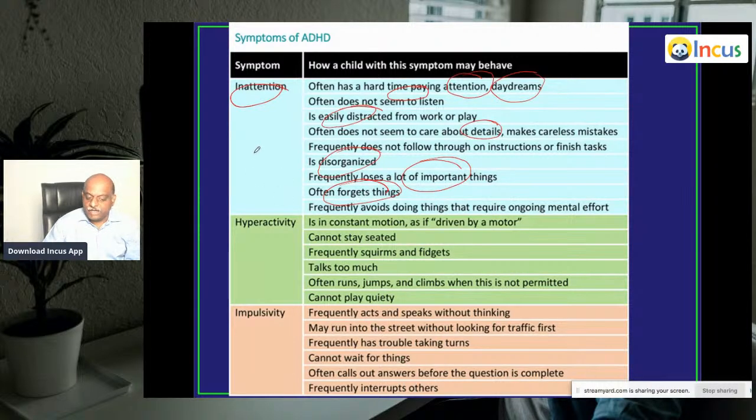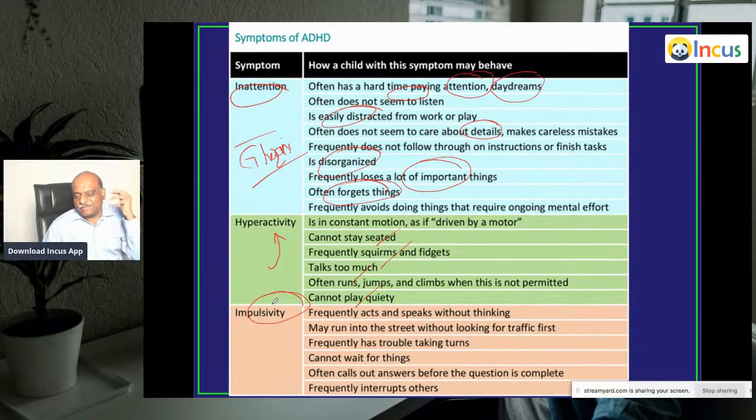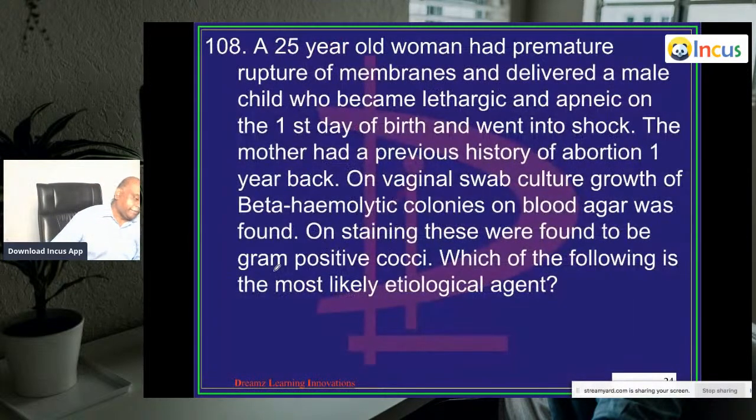So all this, Ghajini, you know the movie, no? Ghajini features will be there. But it is not mental retardation, be very sure. Similarly, hyperactivity: he cannot stay seated, frequently squirming, talks too much, cannot play quietly, then impulsivity. So inattention, hyperactivity, impulsivity, these are the three key cardinal features of attention deficit hyperactivity disorder is what you need to remember. So you parallelly keep punching the answers, doctor.